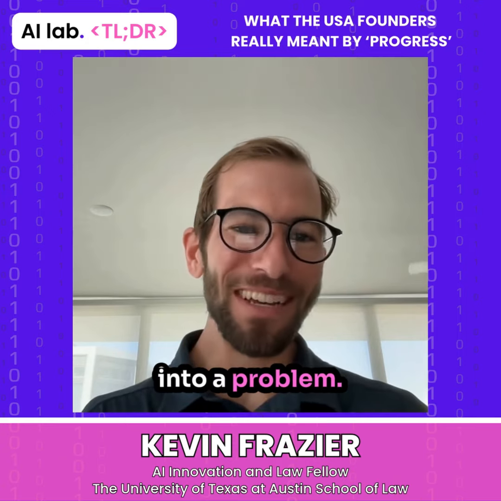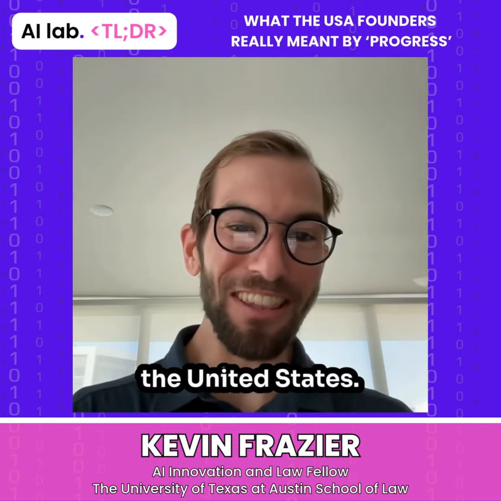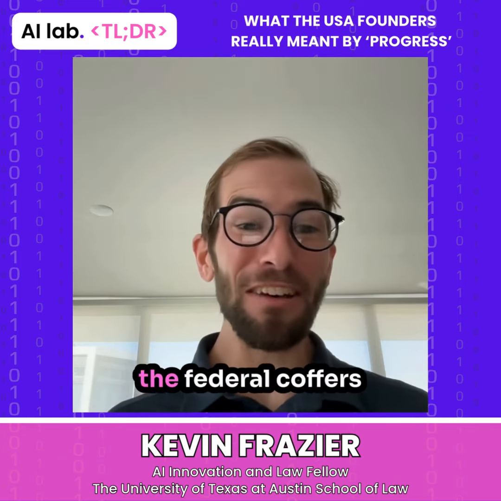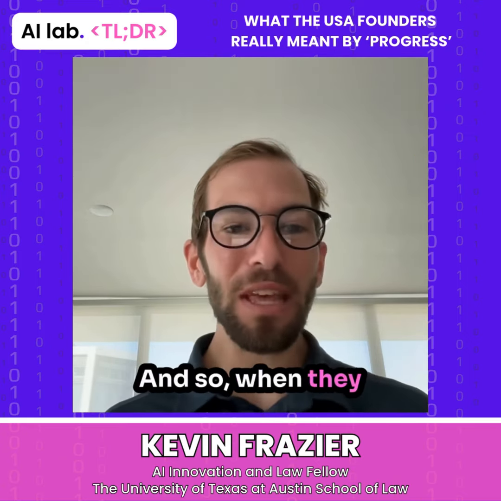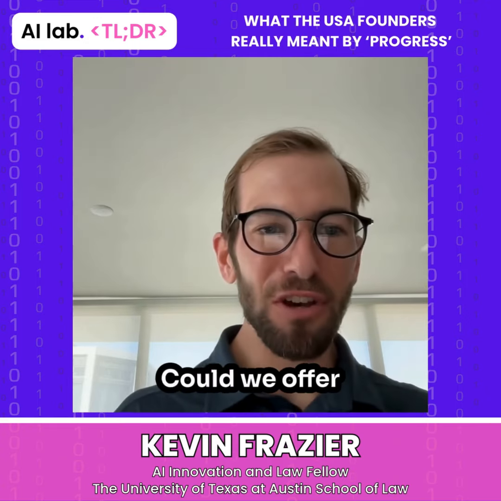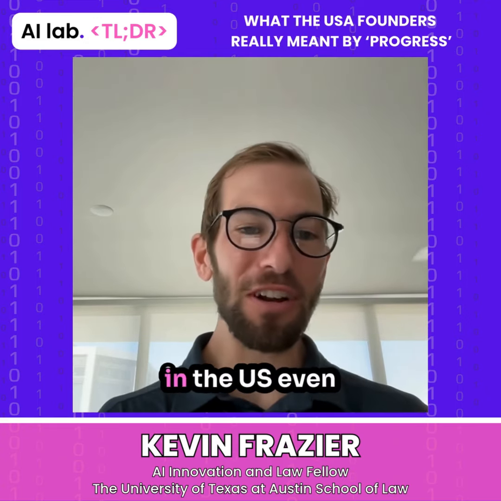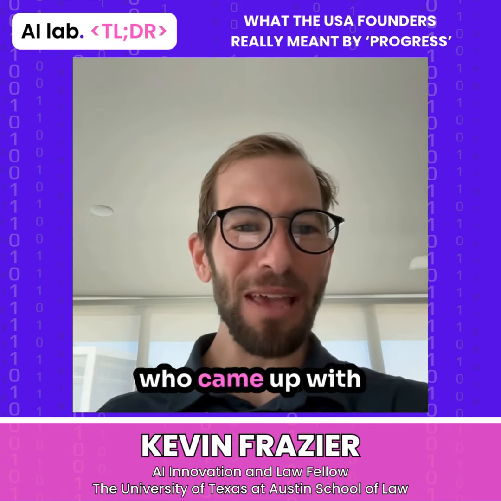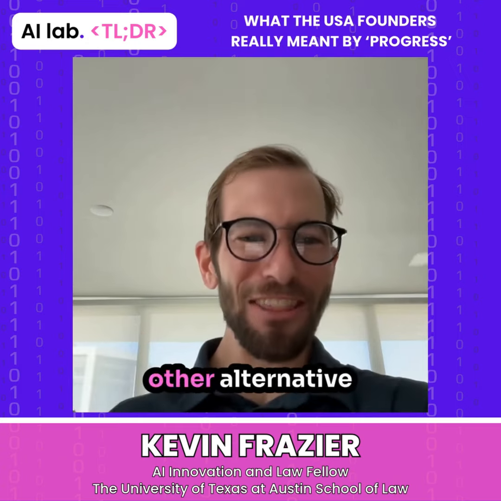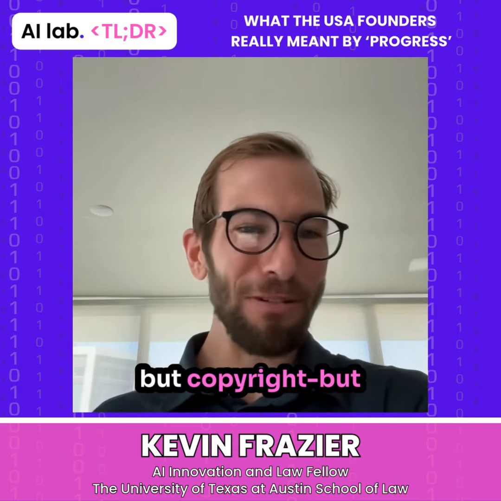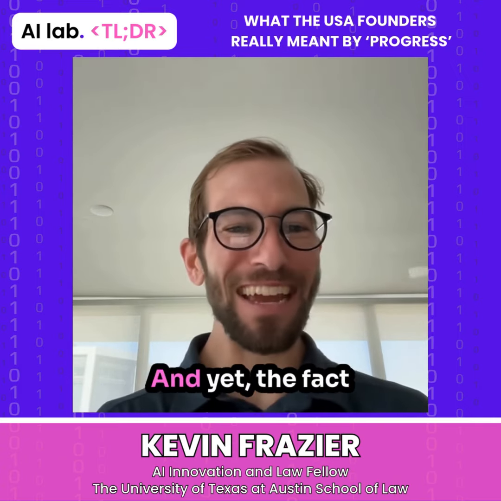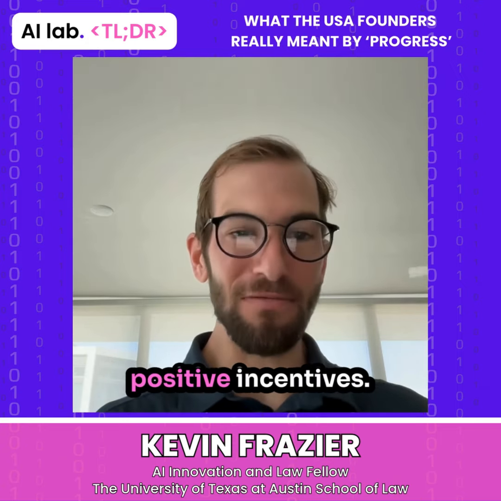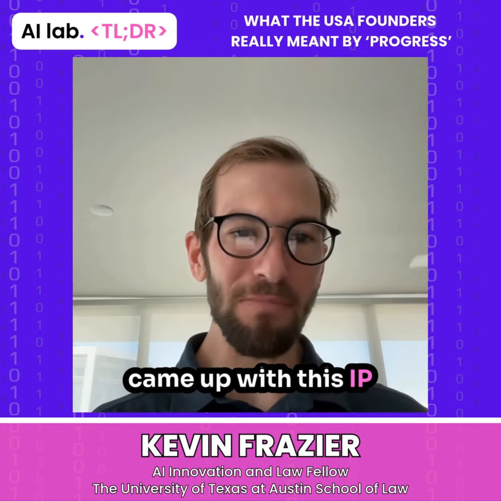Well, they ran into a problem. The revolution was quite costly on the United States. The states themselves were in a tremendous amount of debt, and the federal coffers were nearly empty. And so when they were thinking about, oh, could we offer prizes? Could we offer premiums? One early founder in the US even came up with the idea, what if we gave 1,000 acres of land to anyone who came up with a new invention? So they were looking for any alternative but copyright, a monopoly right to use certain works. And yet, the fact of the matter was they just didn't have enough money to have those sorts of positive incentives. And so instead, they came up with this IP clause.